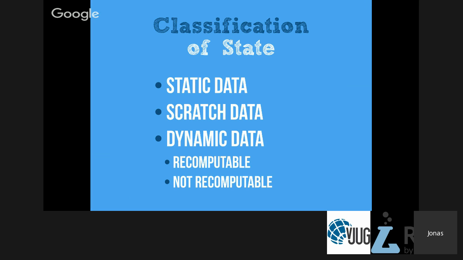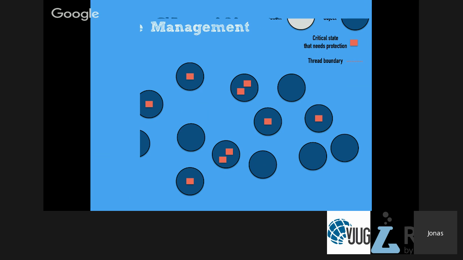But the most important dynamic data is data that is not recomputable. This is the data that you simply cannot lose. It could be data that the user gives you through user input, for example. If you lose that, what do you do? It's hard to go and ask them to fill in the form again, right? This is the critical data that you simply cannot lose.